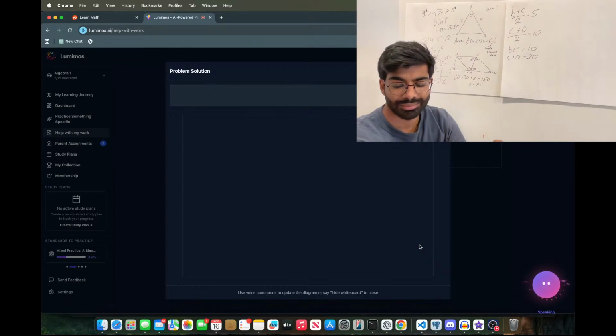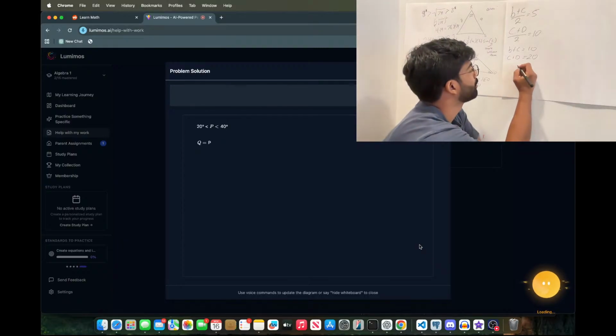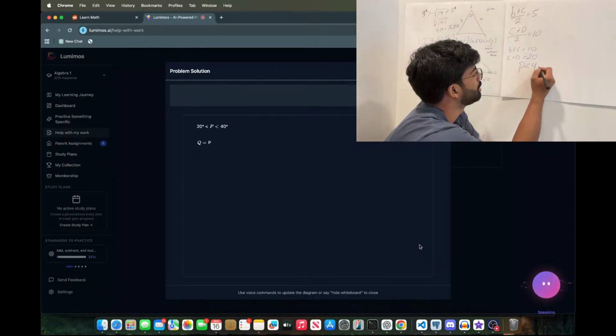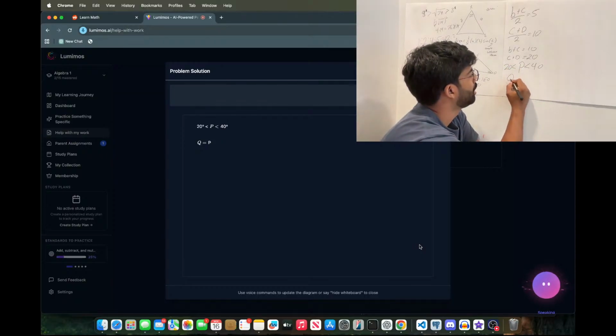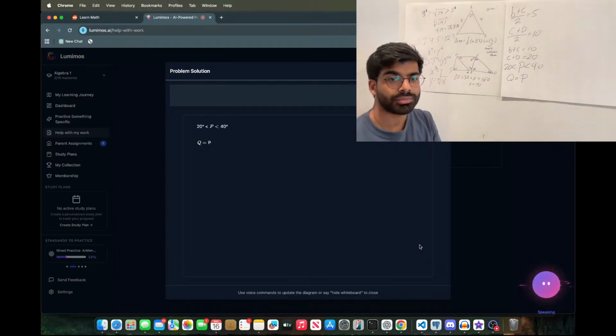Yeah, testing every possible angle would be a nightmare on the GRE. The smart move is to find the range of possible values for R using inequalities, way faster. Let me show you the strategy. Okay, so we know P is between 20 degrees and 40 degrees, and Q equals P. Now, what fundamental property of triangles can we use to relate P, Q, and R?